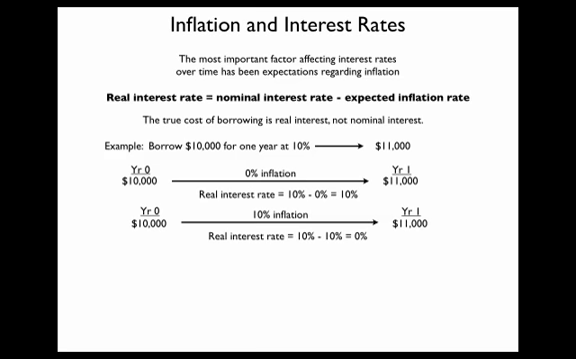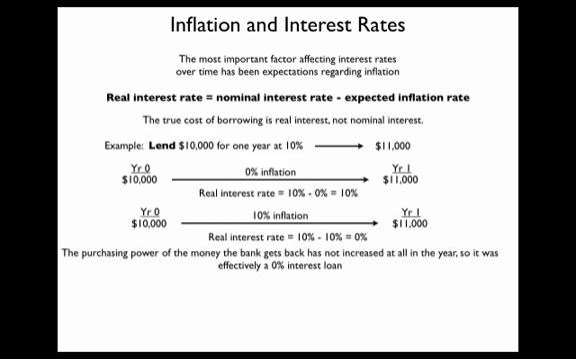What does that mean effectively? What's the significance of that? Because you still owe $11,000 at the end of the year. Well, what that means is that if the inflation rate is 10%, the purchasing power of the money that the bank gets back really hasn't increased at all. So it was effectively a zero interest loan. Why is that? Well, the amount of interest that they earned from us, that $1,000 in interest, was all eaten up by inflation. And as we know, inflation eats away at purchasing power.